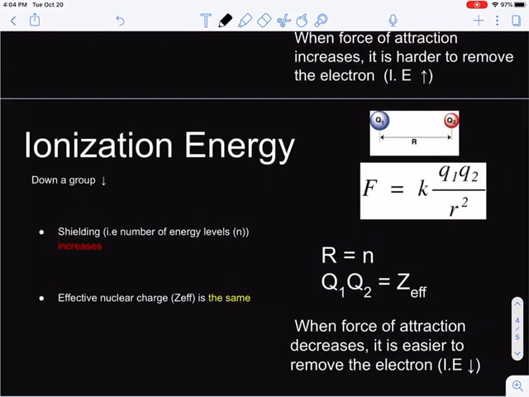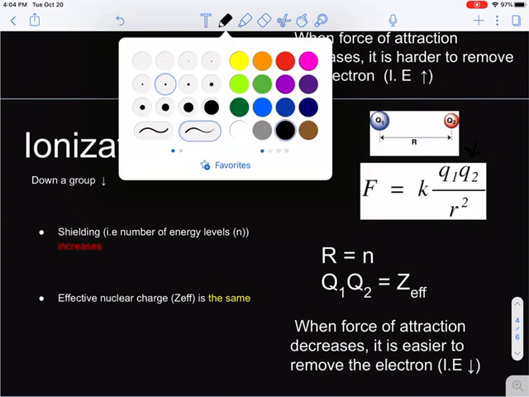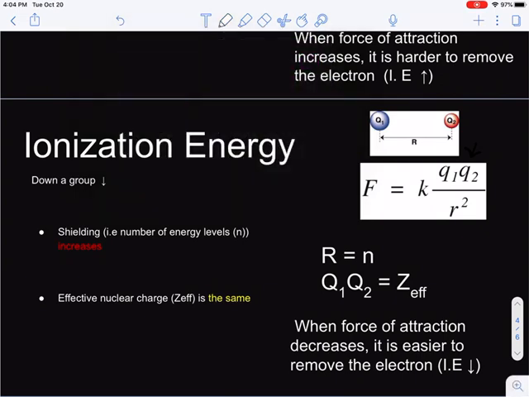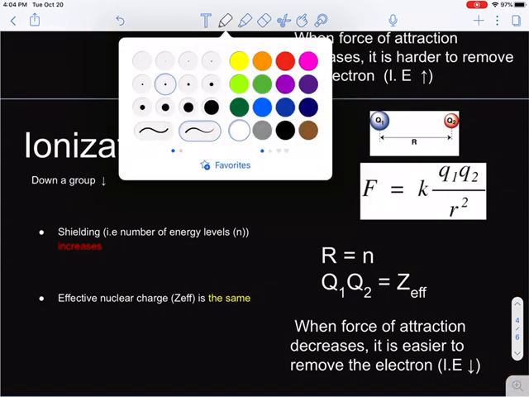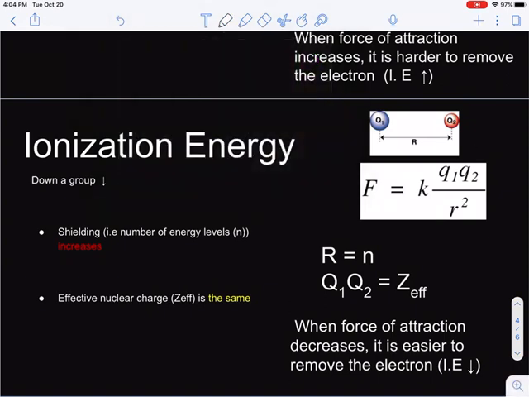What about as you move down a group? Well, in this case, the effective nuclear charge is not changing. So in this case, the effective nuclear charge is staying the same. The effective nuclear charge, that is our Q1 and Q2 variable, is staying the same. But our distance, that is our shielding, is increasing.